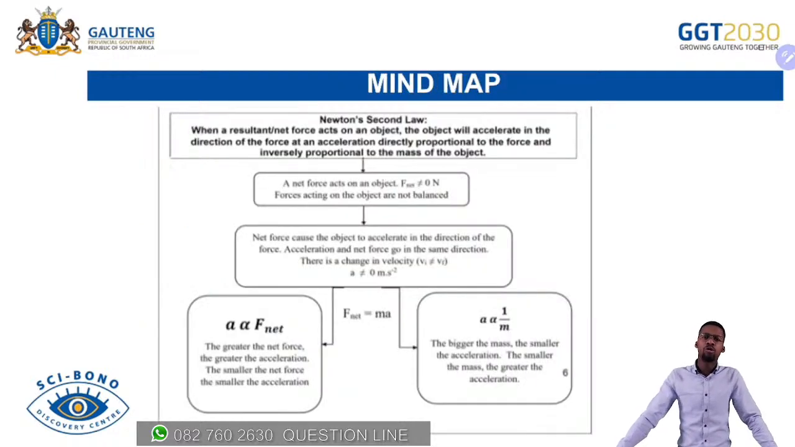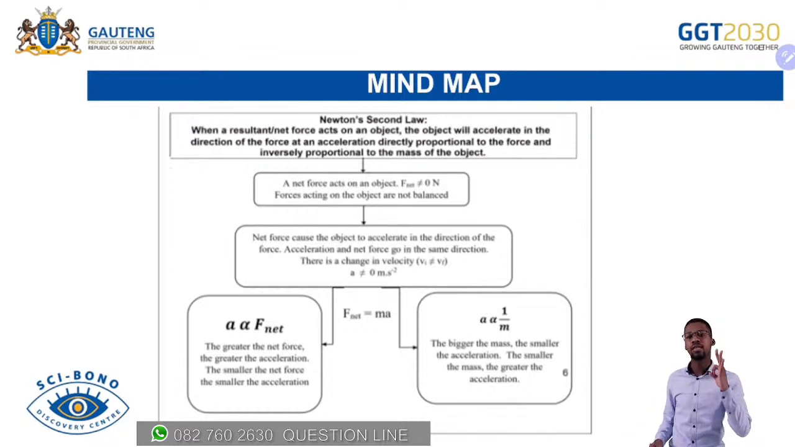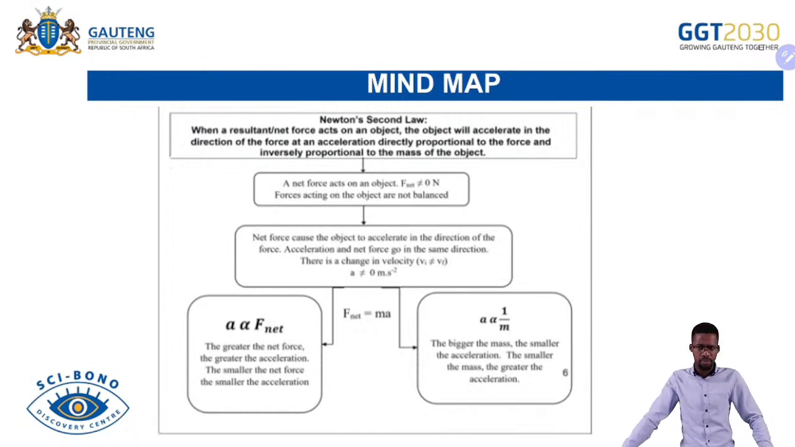So that is what we are going to talk about today, Newton's second law. And Newton's second law tells us about the relationship between net force, acceleration, and mass. So that is what we'll be talking about, that triangle relationship between the net force, acceleration, and the mass of the object. So that is what Newton's second law is about.